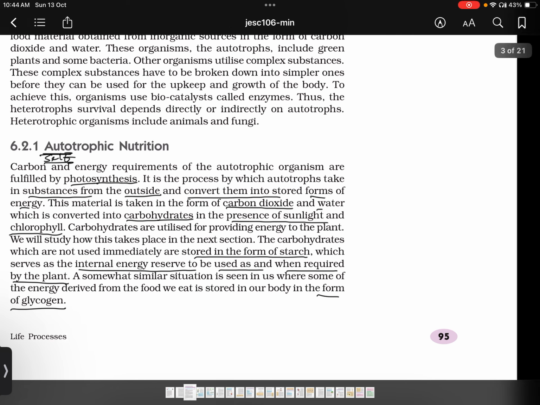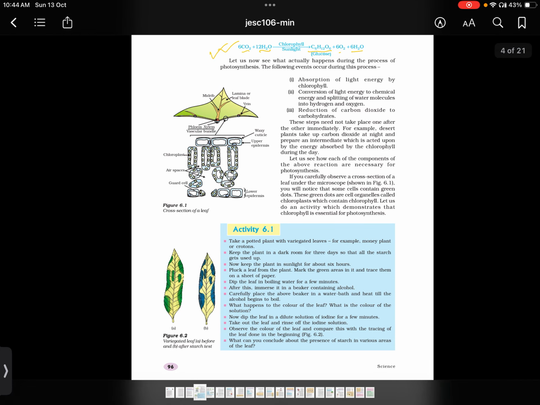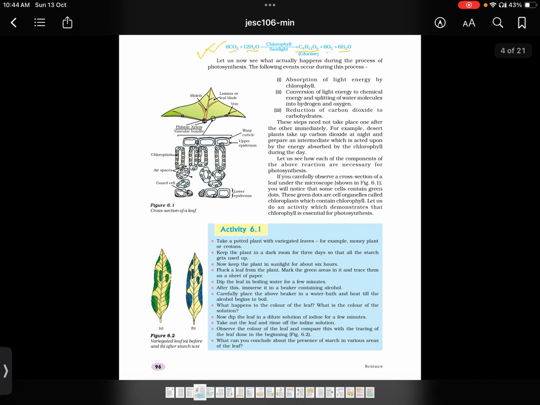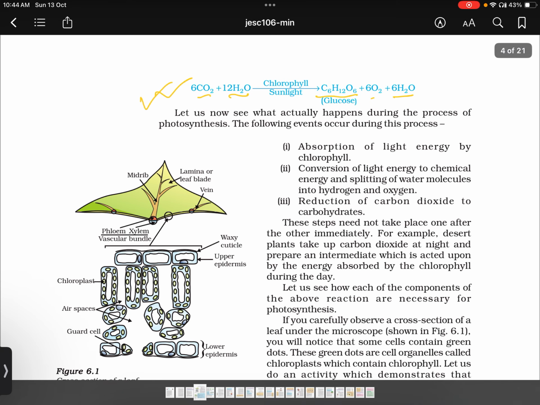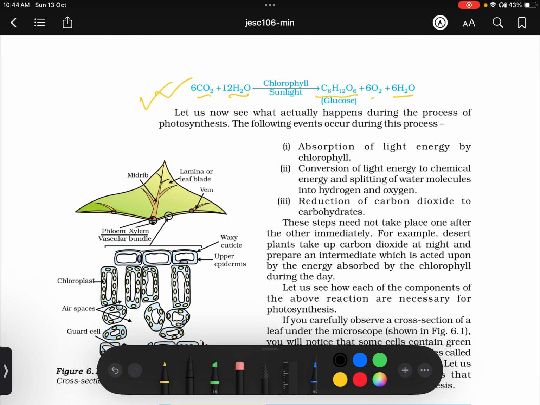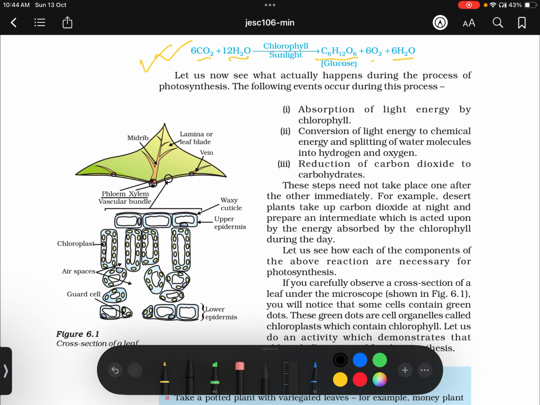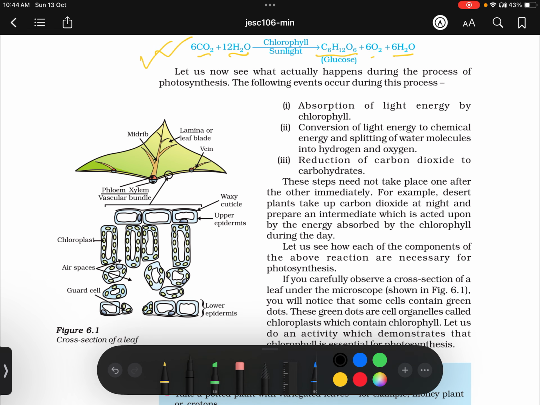So coming to the next page. Here the reaction of photosynthesis is given. Now let's study first. The reaction is given. We'll simplify this in a while. Let us see what actually happens during the process of photosynthesis. You have to remember these 3 points, okay? ये 3 points बहुत ज़्यादा important है.